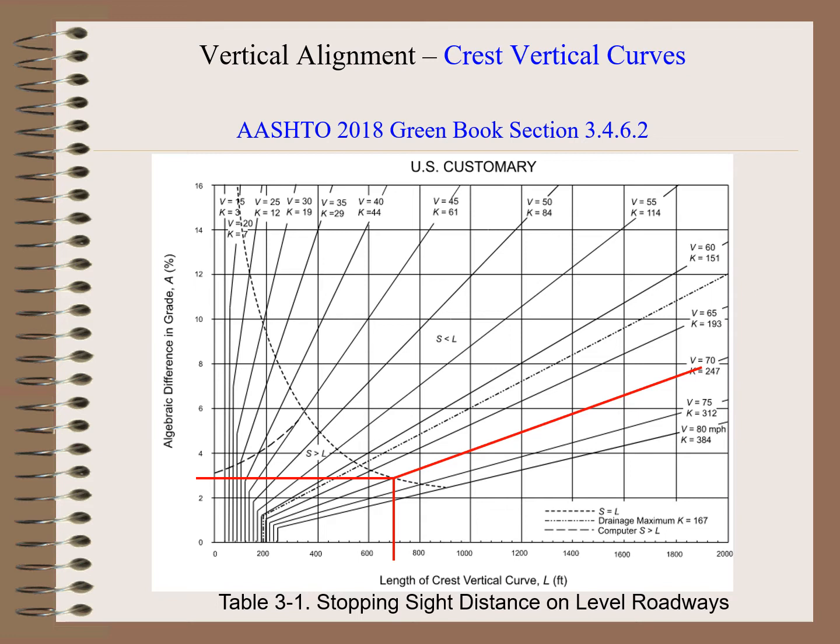Now, a lot of times you know your algebraic difference in grades before you know your length, and you also know your design speed typically up front. So if you know your algebraic grade and your design speed, you can calculate an appropriate length of curve. For example, if I have again a 70 mile per hour design speed, and say this time we have a 4% algebraic difference in grade, we come to an intersection point there, and if you go straight down from that point, you can calculate the appropriate length of crest vertical curve.